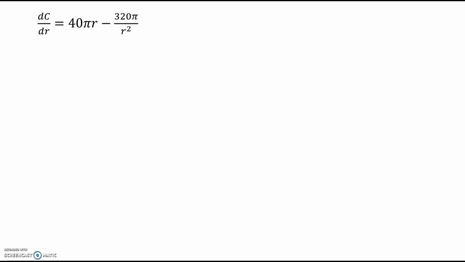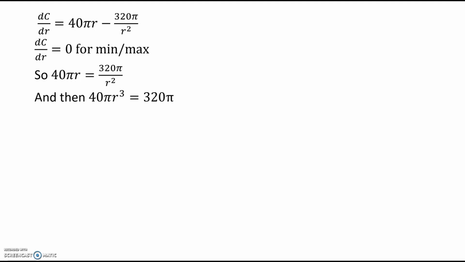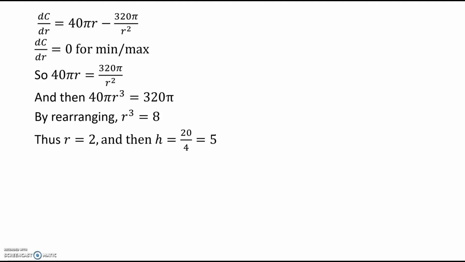Differentiating it gives us 40 pi r minus 320 pi over r squared, and we need that to be equal to 0 for the minimum or the maximum. Okay, fairly easy rearrangement. 40 pi r equals 320 pi over r squared, and if we rearrange that, we can get that r cubed is 8, and then it's a simple matter from there to get that r is equal to 2. And if r is equal to 2, we put that back into the original, and we get that h is equal to 5.